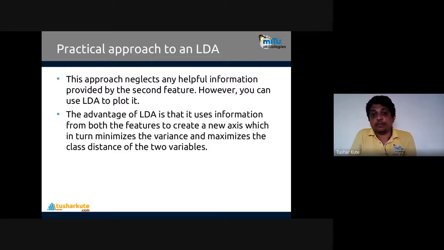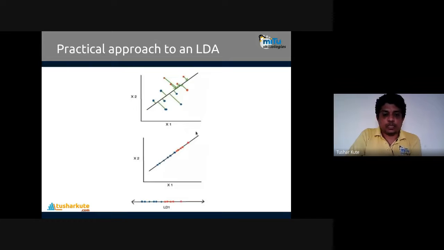However, you can use LDA to plot that data. The advantage of LDA is that it uses the information from both features to create a new axis, which in turn minimizes the variance within classes and maximizes the separation between classes. It will be something like that. We get a model which is present over here, and then we project the data onto that model, and then we can see that red are separated and blue are separated here. The red class is from this point onward, and the blue class is below this one. You can see this now.